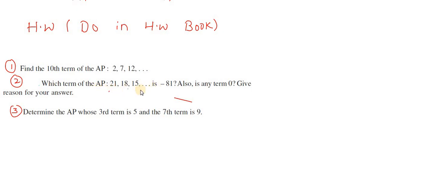Using this you find n, and this is an. After finding n, go for an and verify. If you got a whole number, it has that term, otherwise it doesn't have any term. The last one: determine the AP whose third term is 5 and seventh term is 9. You can easily find this. I hope all of you do this.